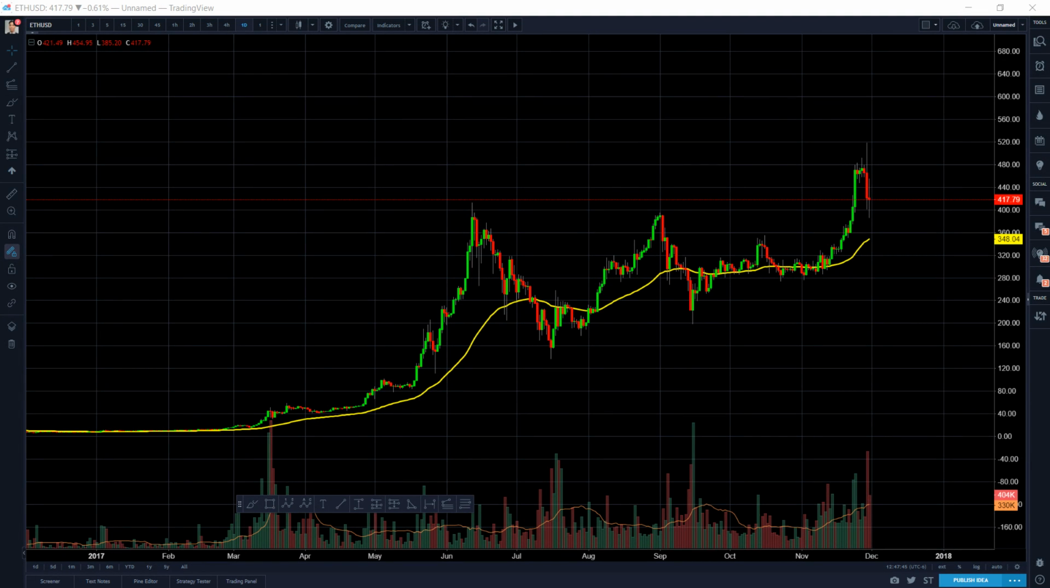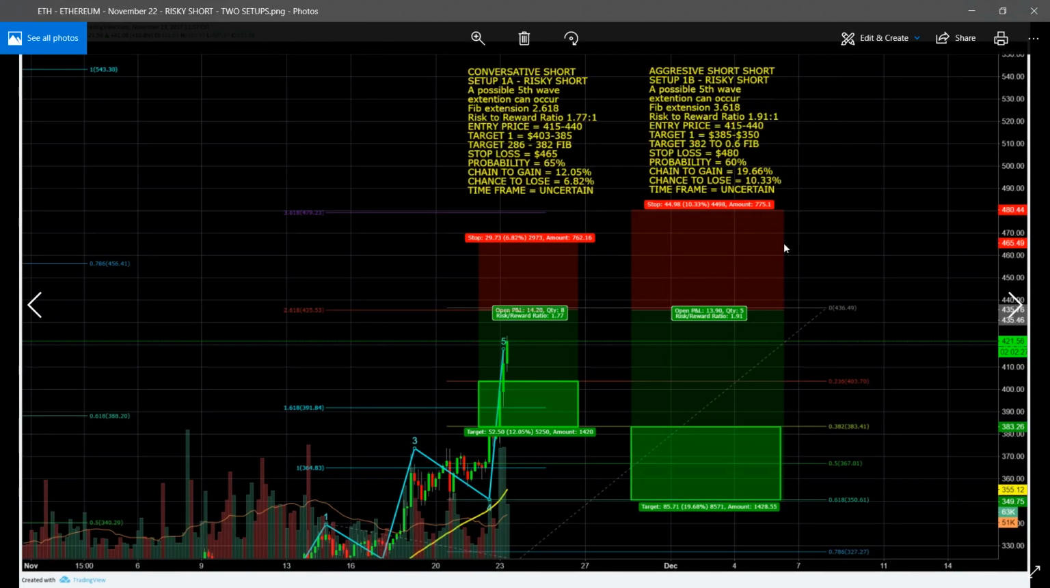So I want to start off by showing you a prediction that I made, wrong and right to some extent. The target correction was right, it went a lot higher than I thought. So here's the one that I made on November 22nd. We actually ended up getting an extended fifth wave.